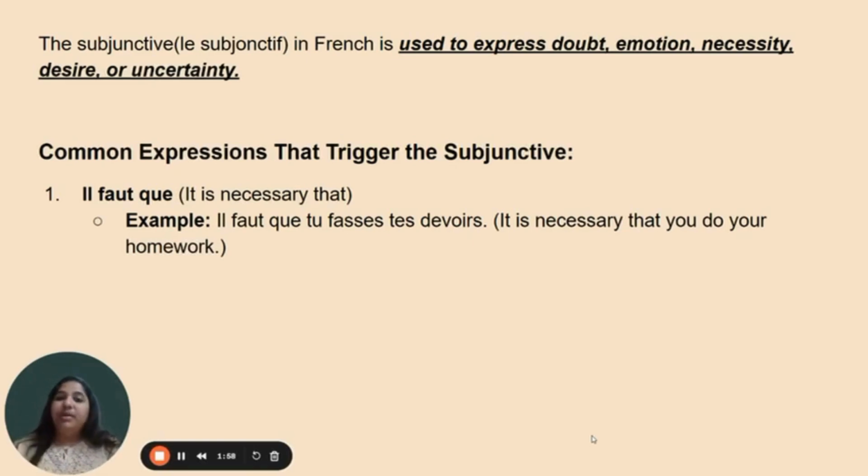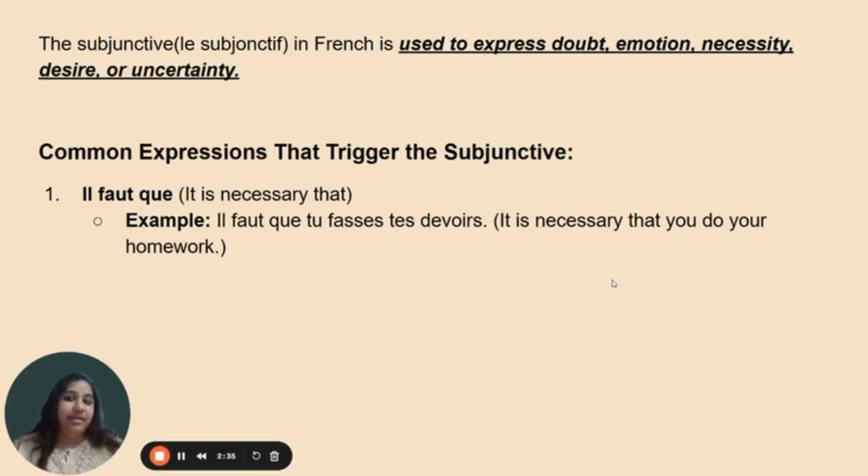So the common expressions that trigger the subjunctive, you can even learn by heart and keep in your planning. Il faut que. After this you should use a different subject, and then conjugate. Il faut que tu fasses tes devoirs. It is necessary that you do your homework, right? Il faut, without this que, will take only the normal verb, without conjugation: il faut manger, il faut écrire, il faut parler. But il faut que is different.